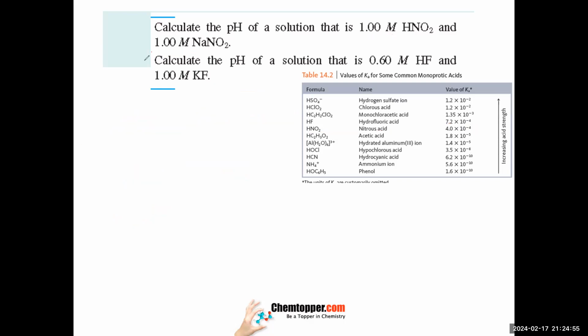Can you try the next one? HF. Is it a weak acid or strong acid? Please write, all of you. Can you give me three non-oxo strong acids? Non-oxo means without oxygen. Can you type the formula of three non-oxo strong acids?